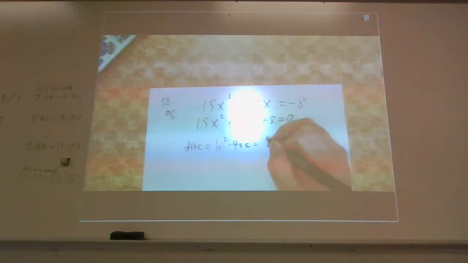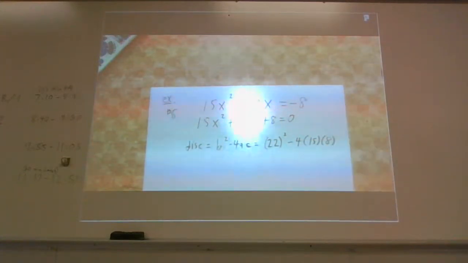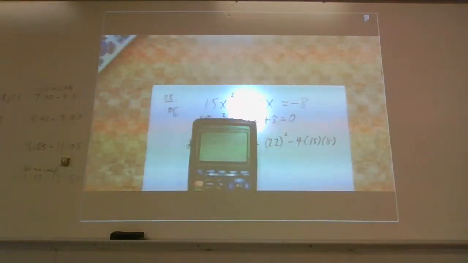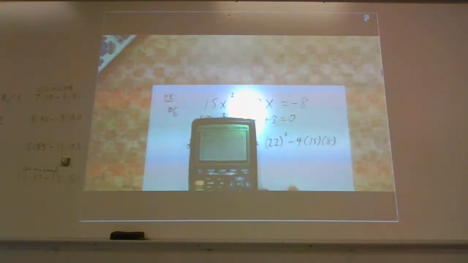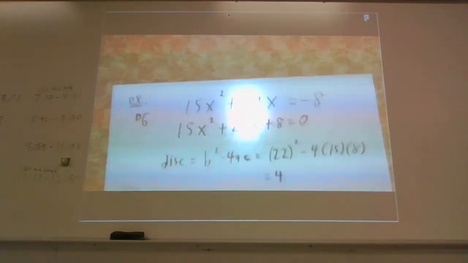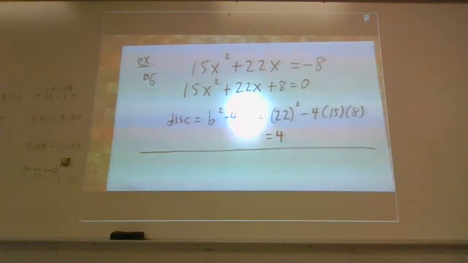So we get 22 squared minus 4 times 15 times 8. That looks terrible. Oh my gosh. Let's just see what this thing says. That looks horrendous. Holy crap. Just gave me a 4. Make sure you type that thing in correctly. But yeah, your discriminant was a 4. That's kind of nice.